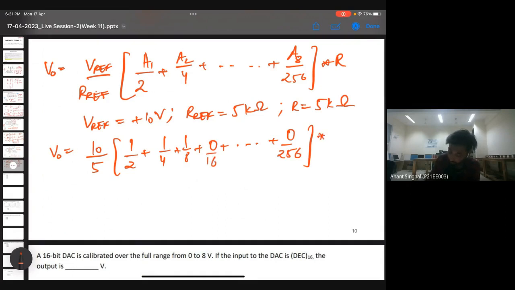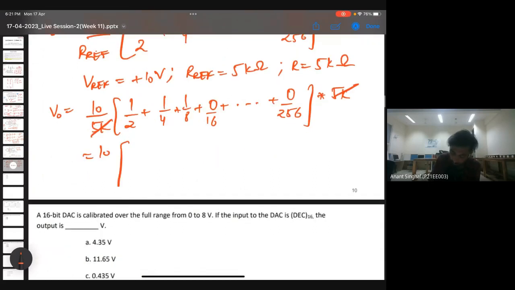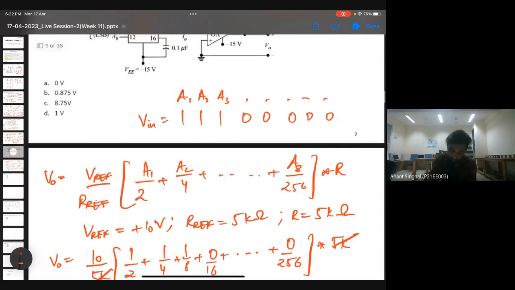And then this is into 5. So 5 kilo and 5 kilo will get cancelled. Finally, we will reach 1 by 2 plus 1 by 4 plus 1 by 8, which will be 10 into this, which will have an LCM of 8. 4 plus 2 is 6 plus 1 is 7. This will be 70 by 8, which is 8.75.